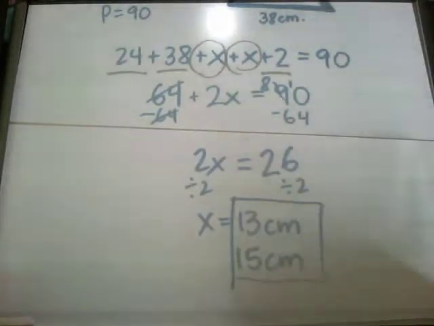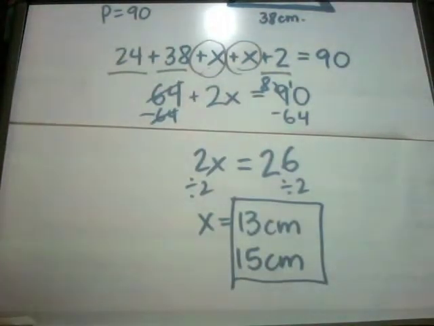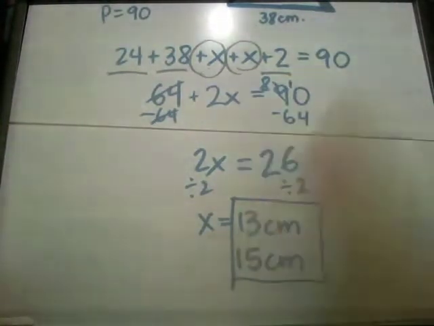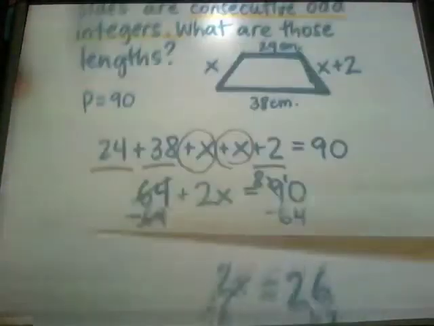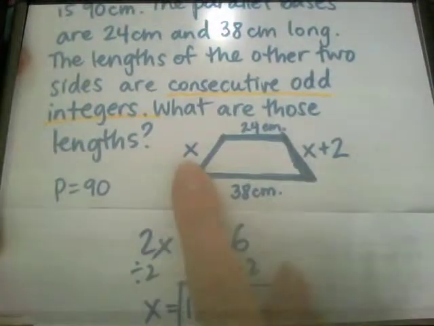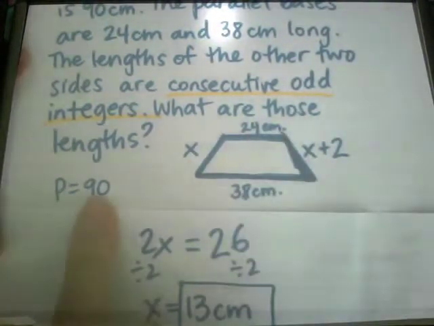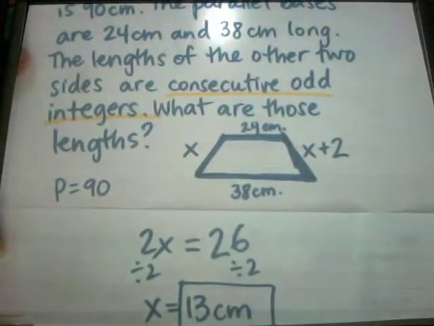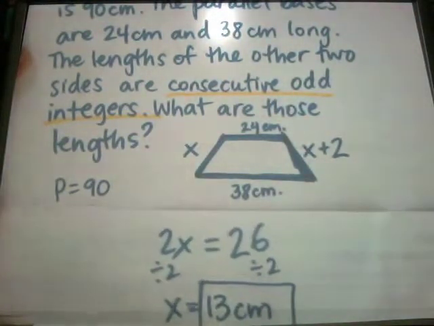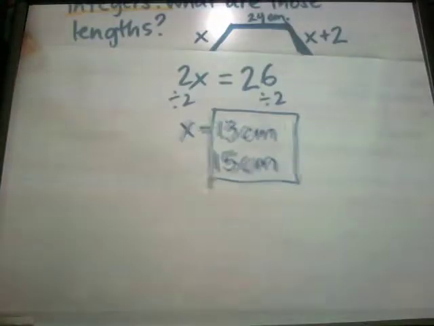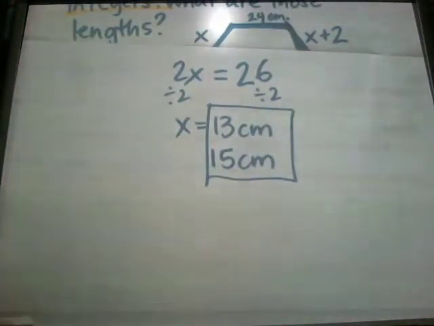So our two missing lengths are 13 and 15. Are those consecutive odd integers? Yep. And if we look back at our drawing, if this one was 13 and this one was 15, and we added that with these other two sides, would it equal 90? It would. So we can always check to see if we got the right answer by plugging our answer back into the problem. So that's it today. I think the word problems will not be too difficult. You should be able to do them.